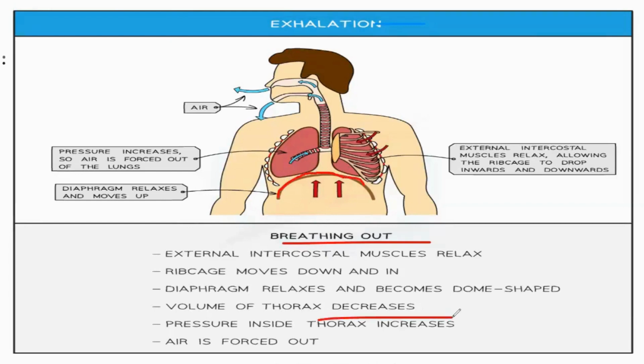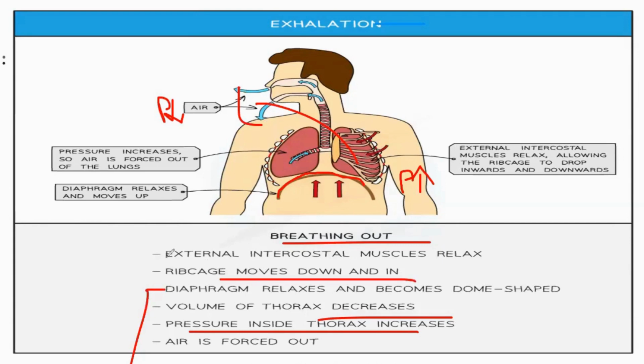So if the volume decreases, the pressure would obviously increase because they have an inverse relation. So the pressure increases, and again, from higher to lower pressure, air will now move outside your body. So in this manner, we covered the 4 points. The rib cage was moving upwards and outwards in inhalation, so it would be exactly opposite over here. And again, for the external intercostal muscles, it would be exactly opposite.